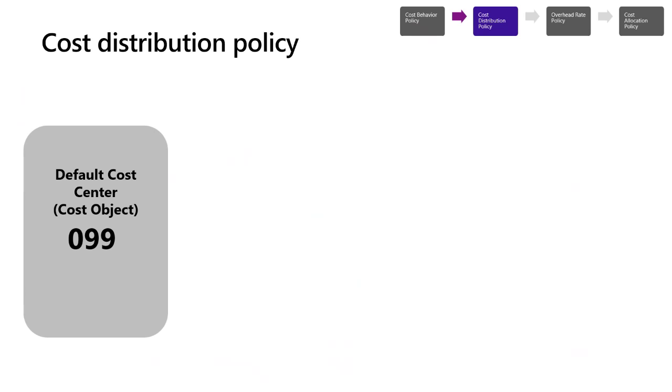After the cost behavior policy, now we will apply the cost distribution policy, which is used to distribute costs that have been financially accounted on a collective cost center. In our scenario, the freight and shipment expenses have been posted against the default cost center or collective cost center, and they will be allocated.